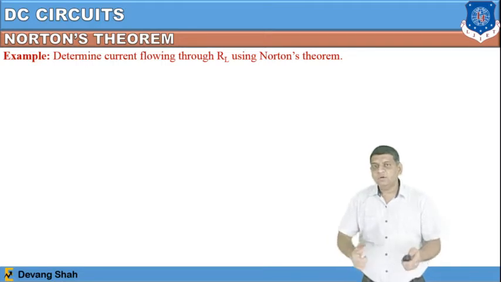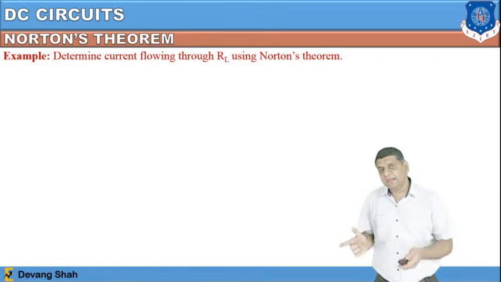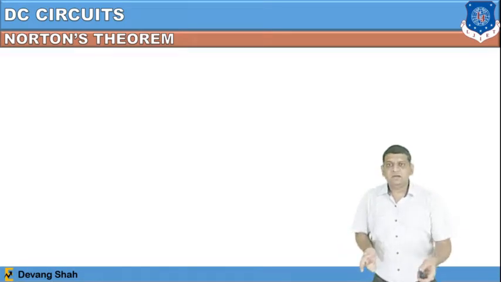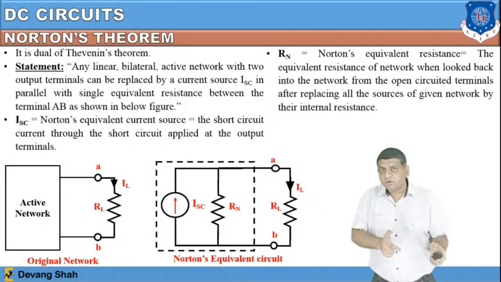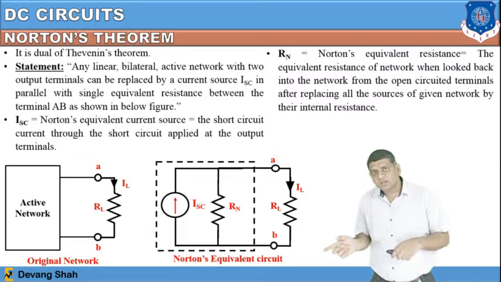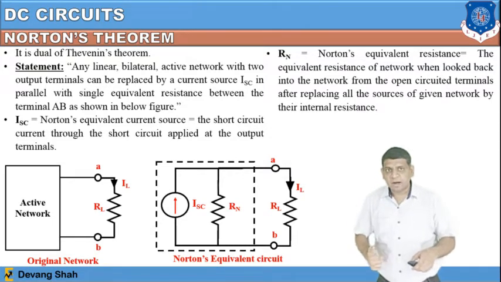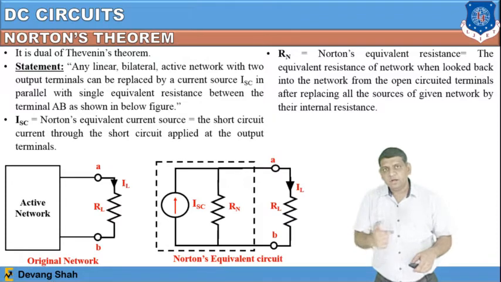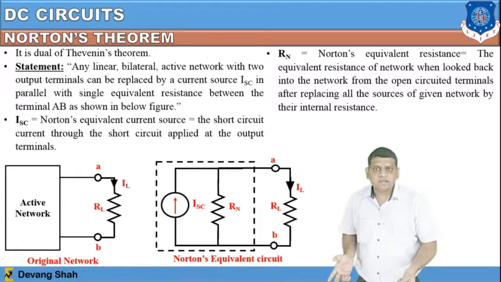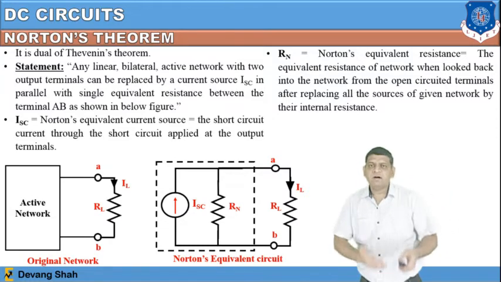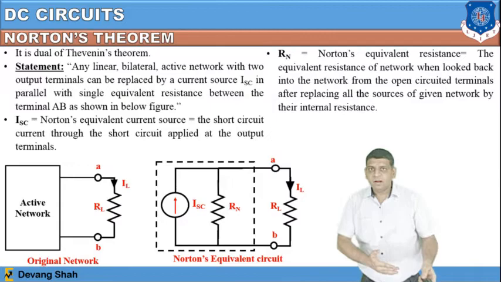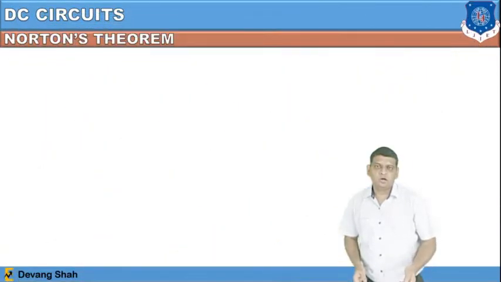So that IL you can find using a current divider tool. So here the equation you have to follow is for IL, right? If we look at our previous design, you can find the value of IL using the current divider rule, that is equal to the opposite direction of resistance, which is RN, divided by RN plus RL, into the total flowing current, which is called ISC. So again I am going to repeat the equation: IL is equal to RN divided by RN plus RL into ISC, right? That way you can find the load current.